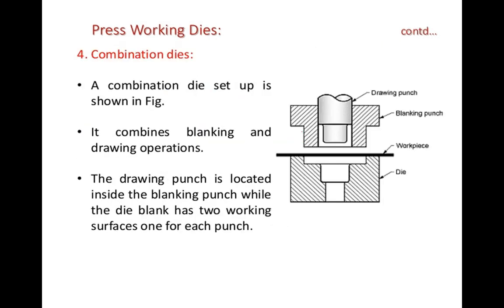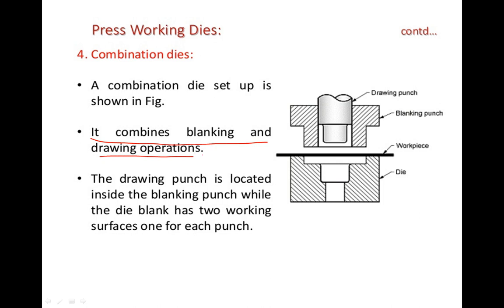Combination die means a combination of two dies. This is the setup shown in the figure. This is the drawing punch. This is the blanking punch. This is the workpiece or metal strip. This is the lower die. The drawing punch is located here. This will combine the blanking and drawing operations.